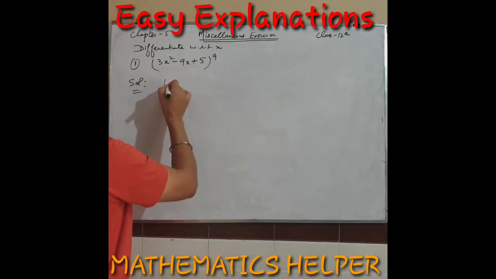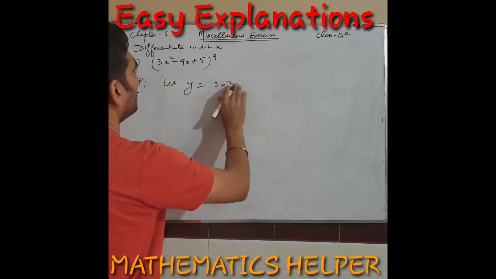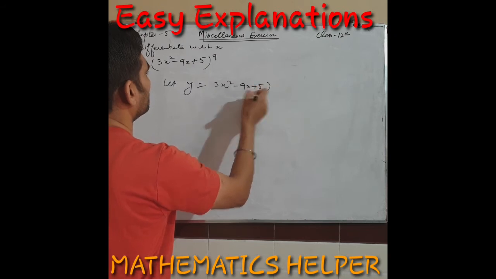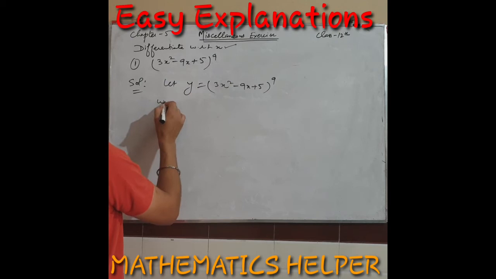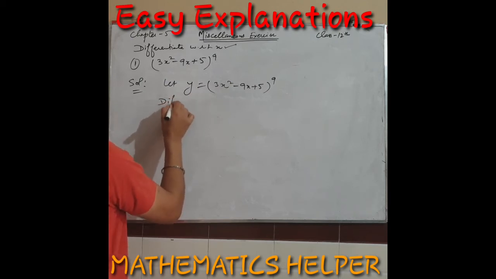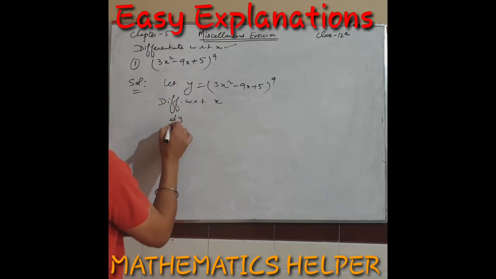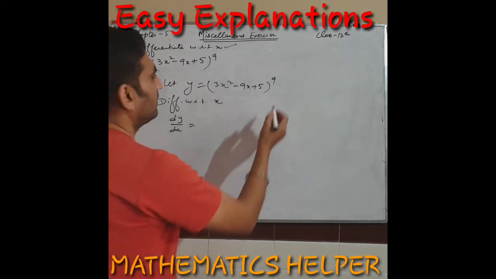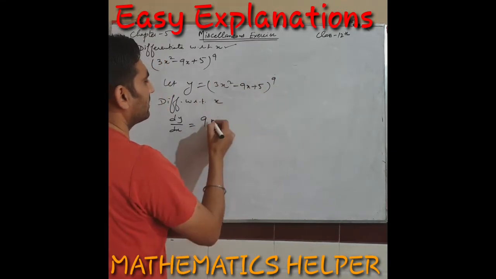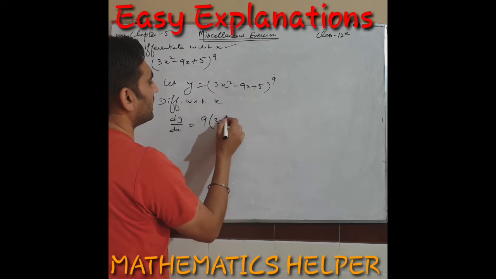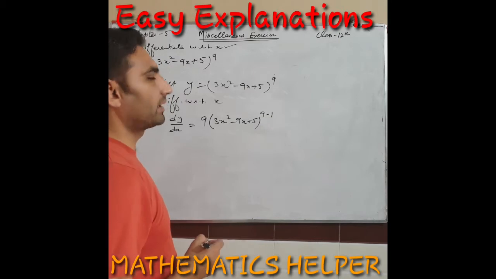First solution, let this is equal to y. So y equal to this statement, 3x square minus 9x plus 5 raised to power 9. Now you want to differentiate with respect to x. So differentiating with respect to x, derivative will be dy over dx. Here, first when you write derivative, power will come in front of this. So 9 here, then its power will decrease by 1. So it will be 1 less, means I am writing in detail here, 9 minus 1.